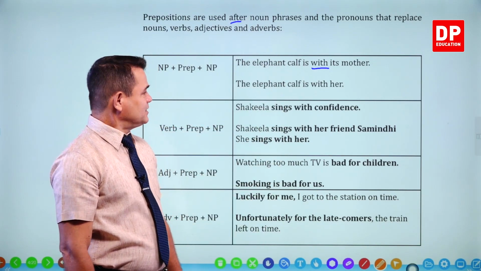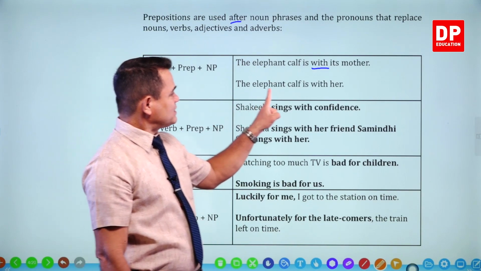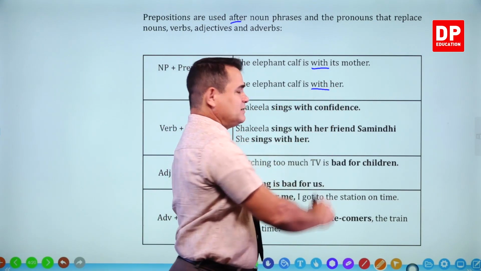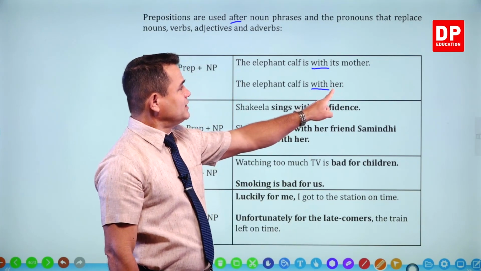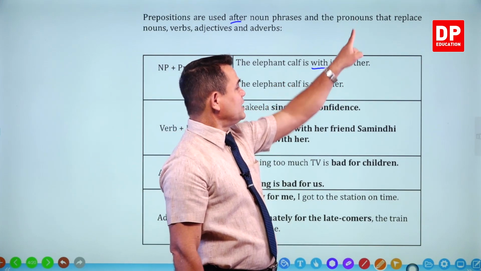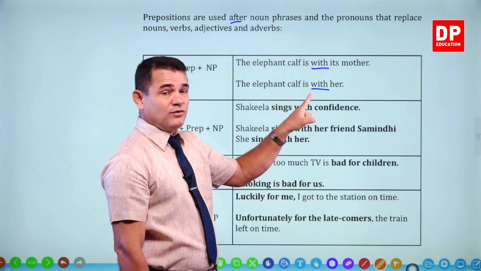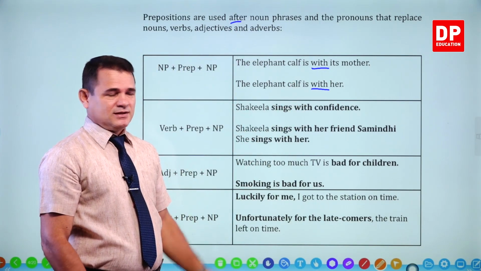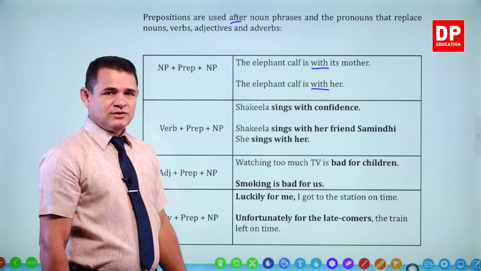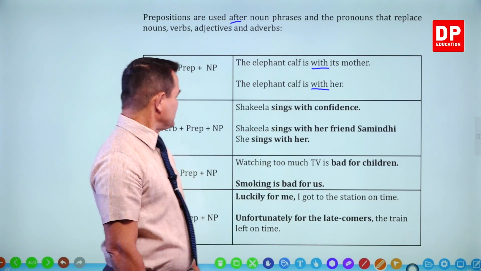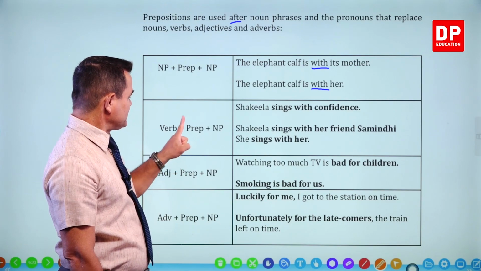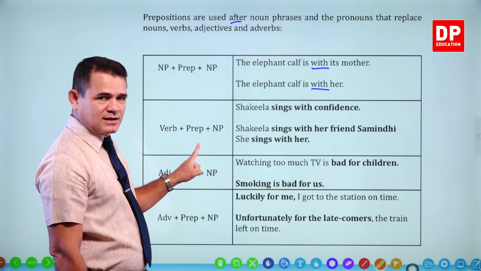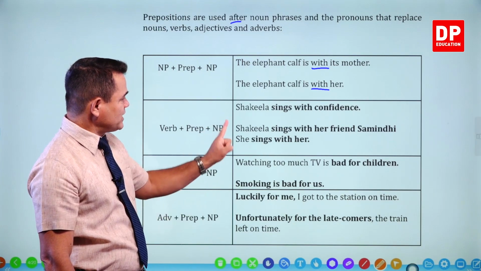Right? And the elephant calf is with her. With her. With is the preposition, her is the pronoun. Now pronoun එකට කලින්, before, not after actually. So before the pronoun. And the next one, verb, preposition, noun phrase. ක්‍රියාපද ඊළඟට preposition එක noun phrase. Let's look at this.